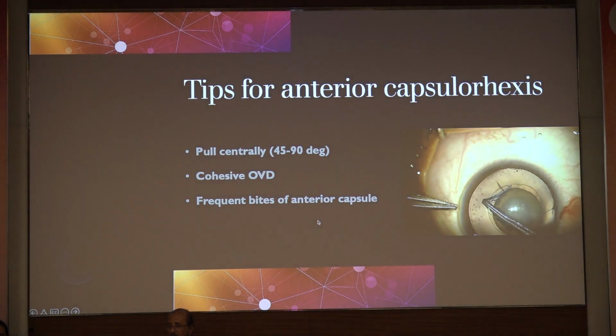So what are the tips for anterior capsule rhexis? We need to pull the capsule rhexis margin centrally. That is, we hold close to the margin where it is tearing, and with the Utrata forceps we try to pull it centrally at around an angle of 45 to 90 degrees. We use a cohesive viscoelastic as discussed, and we take frequent bites of the anterior capsule. We keep on catching hold of the capsule where it is being torn.